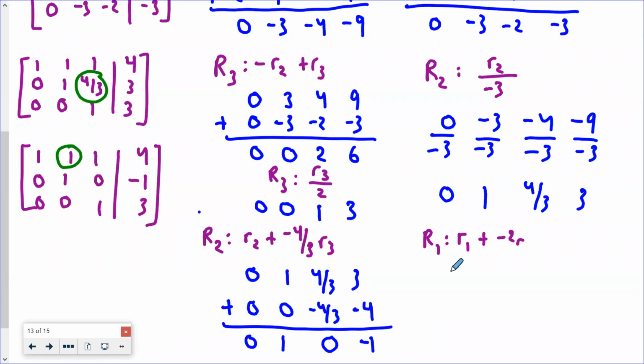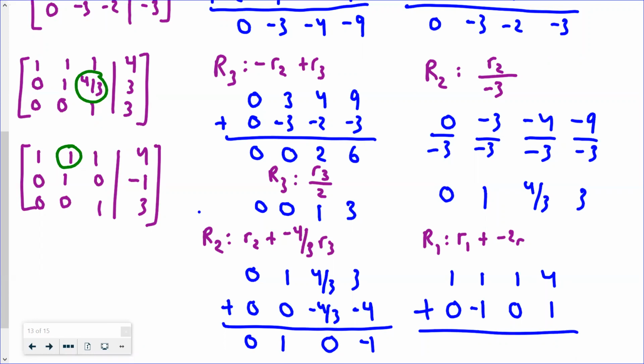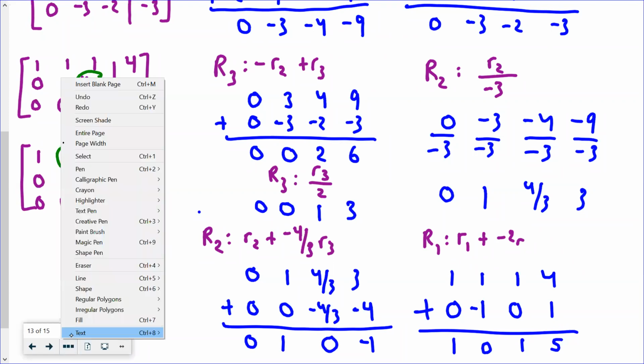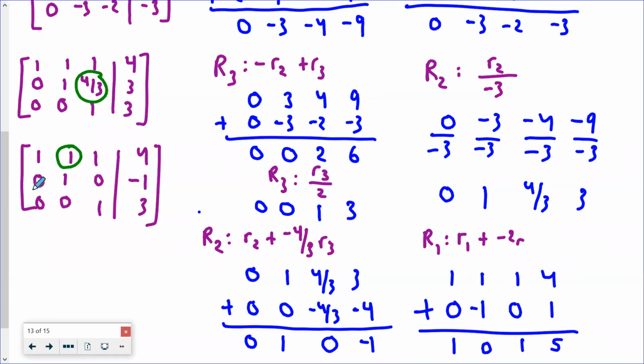So I'm going to do row 1 is 1, 1, 1, 4. And now I'm going to times a negative to row 2. So it's -1 and then +1. So when I add those, I get 1, 0, 1, 5. And that's our new row 1. And oh, we are so close, guys. We've got 1, 0, 1, 5. Everything else is the same.